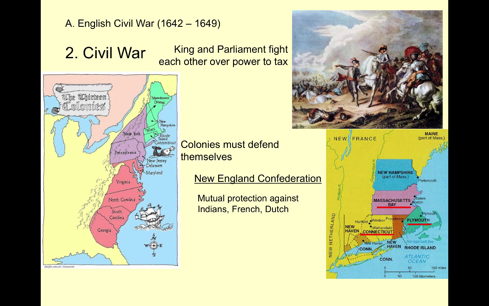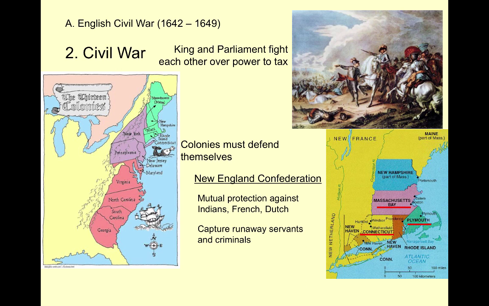So what they do is some of the colonies in New England, Connecticut, Massachusetts Bay, and Plymouth, they'll form the New England Confederation. It's founded for mutual protection against the Indians, French, and Dutch attacks. It's a pretty dangerous world out there, and don't think that the Dutch, French, and Native Americans aren't going to take advantage of this civil war in England to maybe attack and wipe out or steal some of these colonies from the British. And so it's a league of mutual defense, basically.